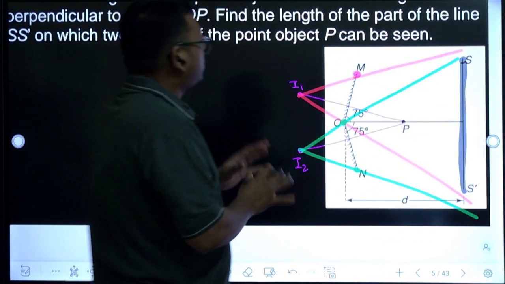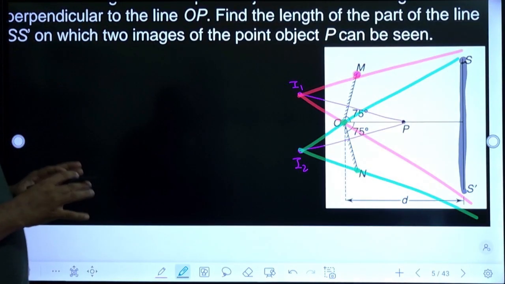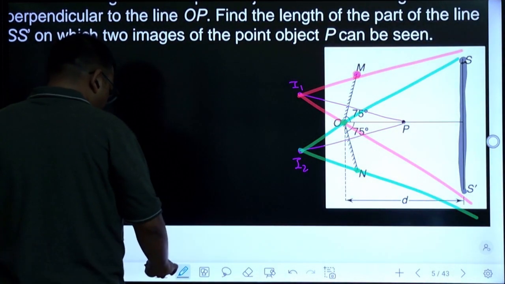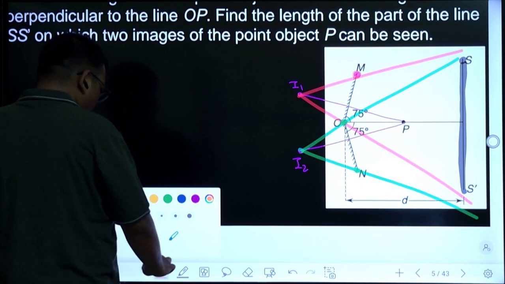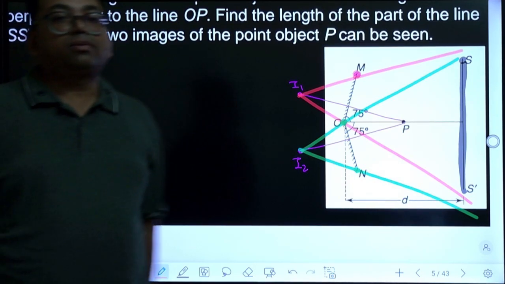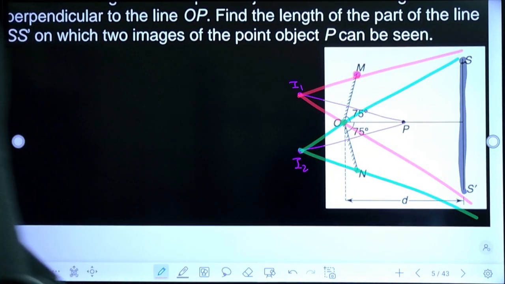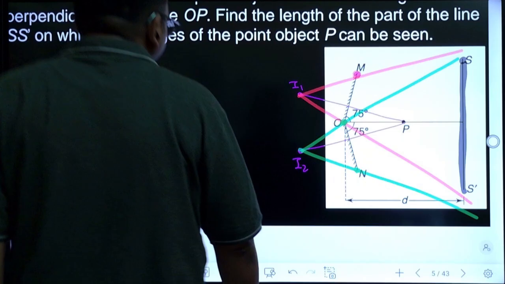Okay. Some geometrical calculations are there, but now you think of what geometrical concept we can use. Okay, so I am leaving it. We'll think about it afterwards. Okay, it will take more time also. Okay, so let's move to the next question.